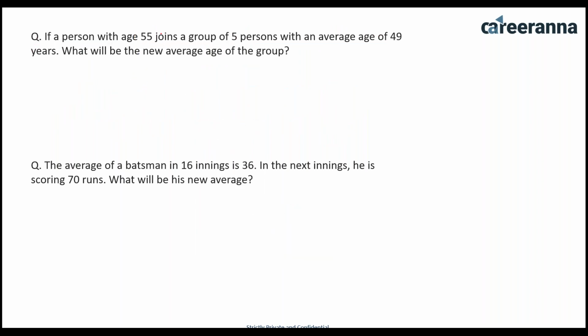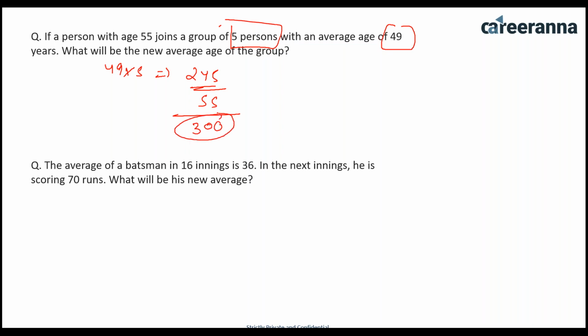So there is a question which is like 5 persons, average is 49. What is the total? 49 multiplied by 5. Who will tell me what is the value? Now, a new person has joined the team, which is of 55 age. Total becomes 300. Is it clear? Now, total number of people are 5 plus 1 because of this person. So I have to divide it by 6. It is 50. Is it clear to everyone?